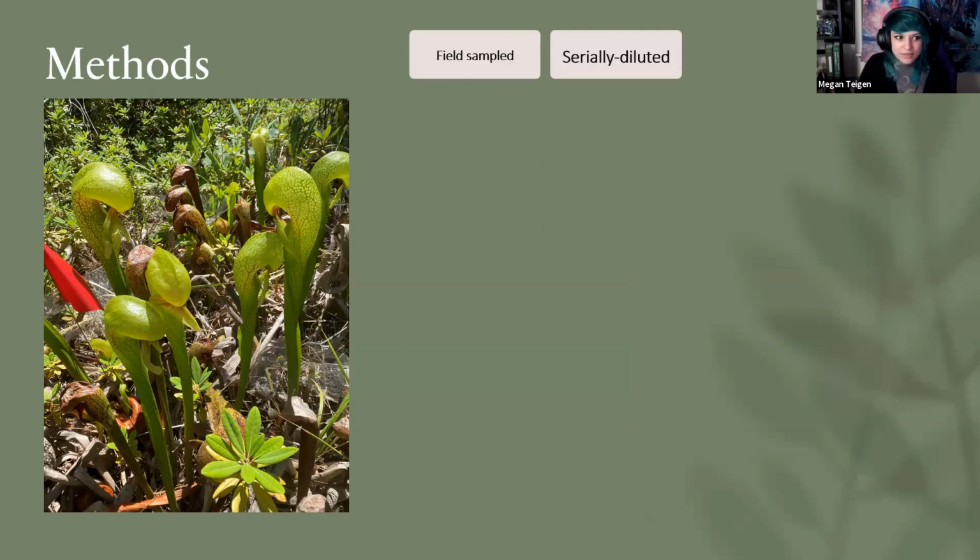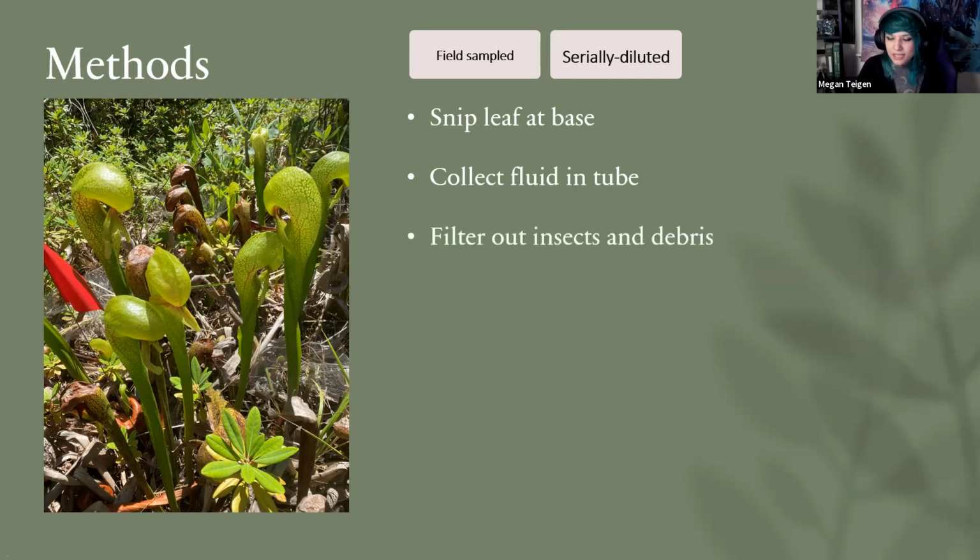So to sample these leaves for my field sample and serial dilution groups, first we snip a leaf at the base and they grow in these little rosettes, if probably many of you have seen, but we don't hurt the whole plant. We just take a leaf which grow and die on like year or 2 year cycles. And then we collect the fluid from the bottom of the leaf in a tube. This helps reduce the possibility of outside bacteria getting into our sample. And then we filter out the insects and debris. And then what we're left with is just a fluid that has the bacteria from inside of the pitcher.